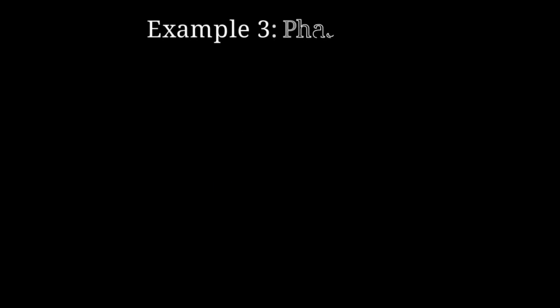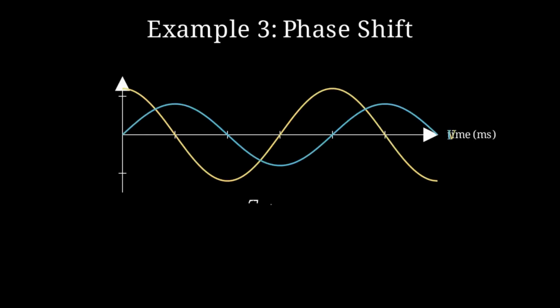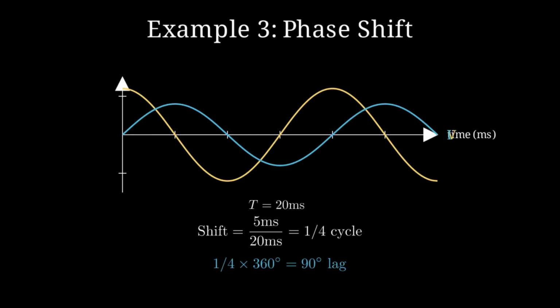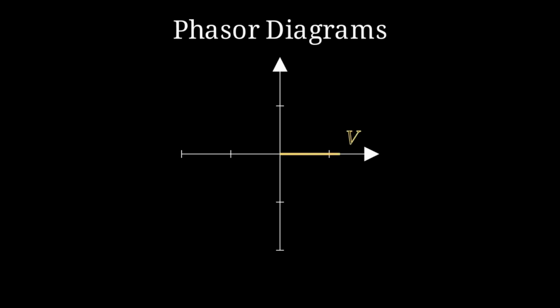If we observe a 5 millisecond delay between voltage and current in a 60 Hz system, that represents a quarter of a cycle. This translates to a 90-degree phase shift, indicating a reactive load. Engineers use phasor diagrams to simplify these relationships. Instead of drawing waves, we draw rotating vectors. The angle between these vectors represents the phase shift, making complex circuit analysis much easier to visualize.